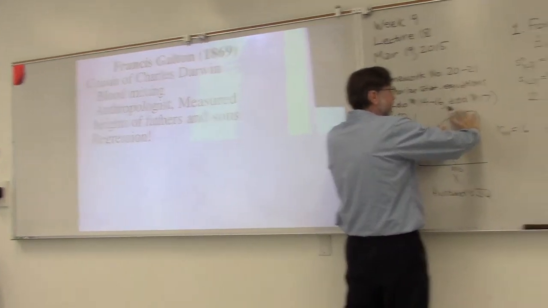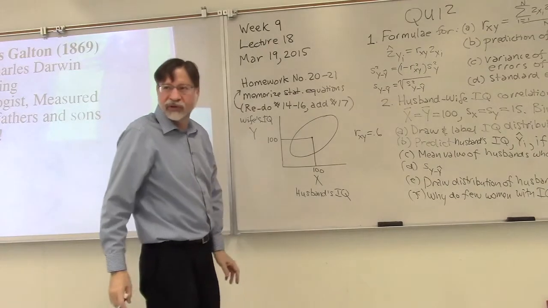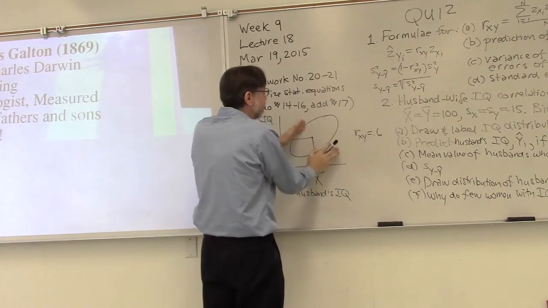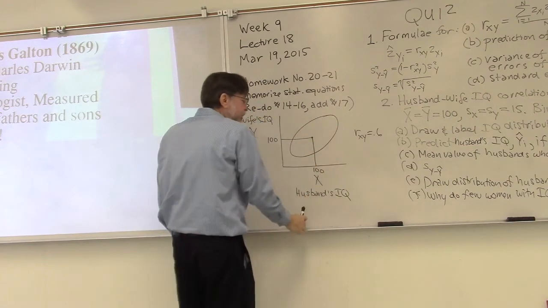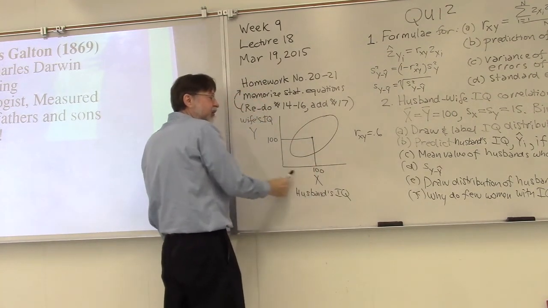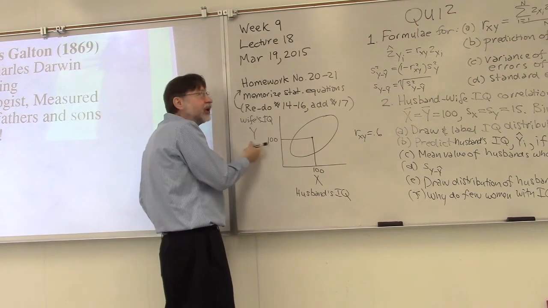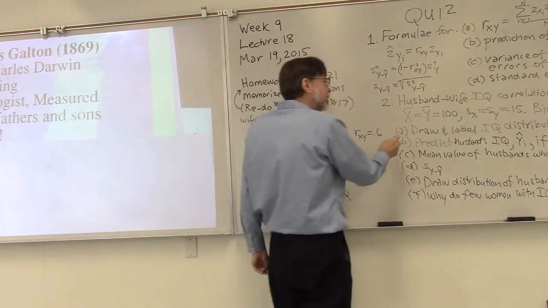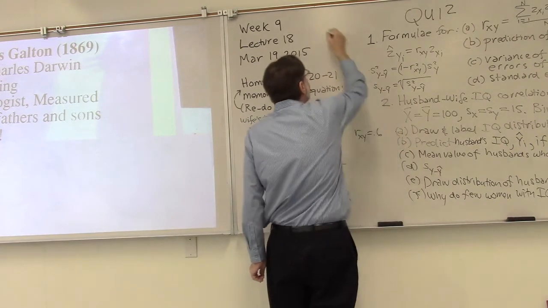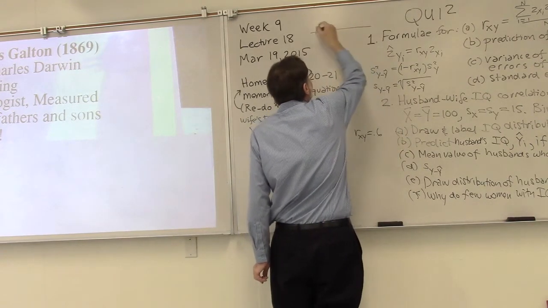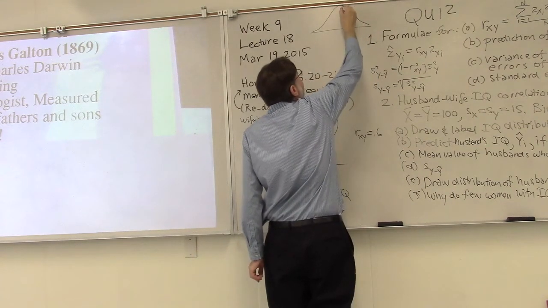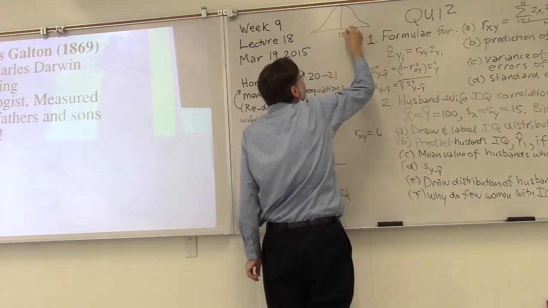So I got this football shaped piece of dough that's on there, and we make it normally distributed, as seen from all directions. If I look from X, it's normally distributed. If I look from Y, it's normally distributed. And this is your old friend, the normal distribution. And your question in A was to draw the normal distribution of husbands' IQs. And so the husbands' IQs have a mean of 100.